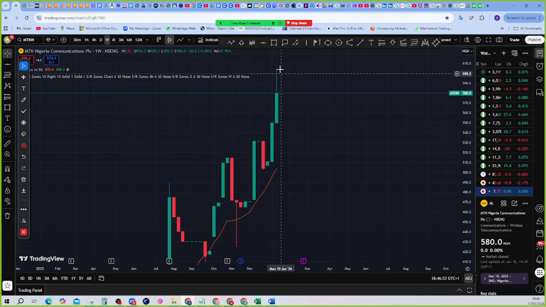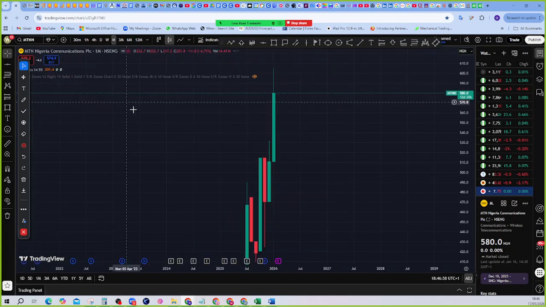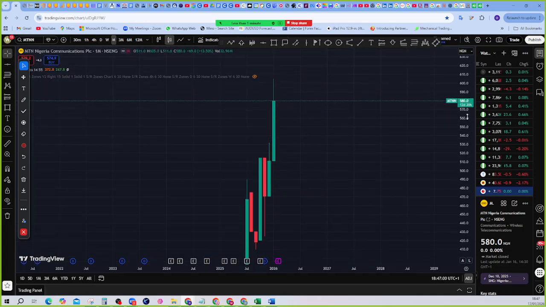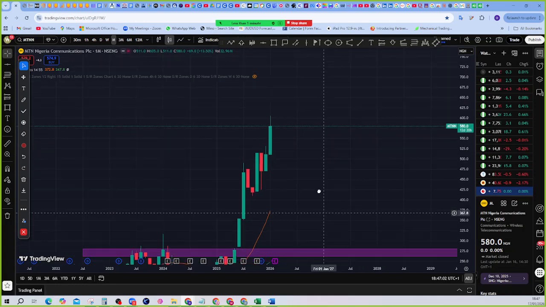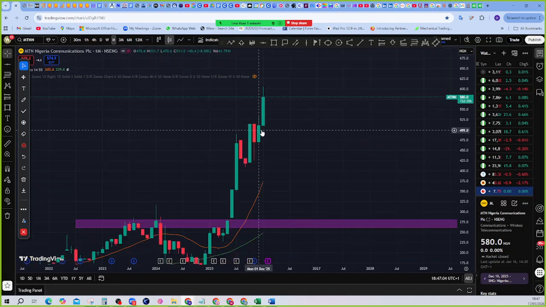So on the weekly, what did you see? Just a retracement of this body. Check it on the monthly. So we hold it till the end of the month. Then we know what he wants to do because already there is a breakout.